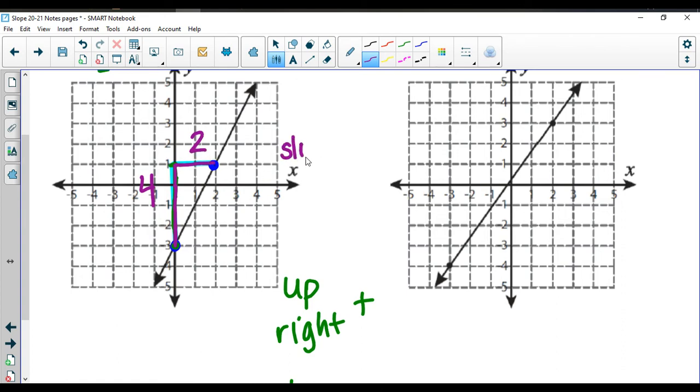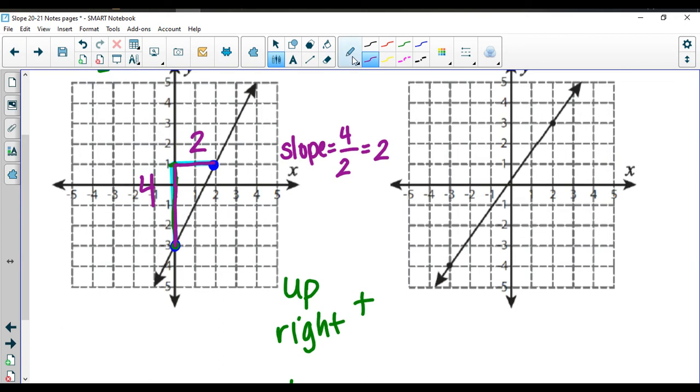Our slope here, we're going to take our rise number, which was 4, and put it as a fraction over our run number, which is 2. When we reduce 4 over 2, we actually just get the number 2. Slope can be represented as a whole number, and if the fraction reduces to a whole number, your slope should be written as a whole number. We would not write this as 2 over 1. We would just write it as 2.